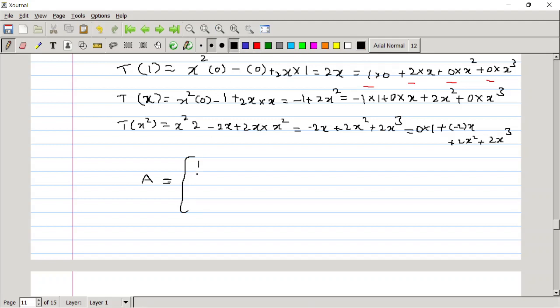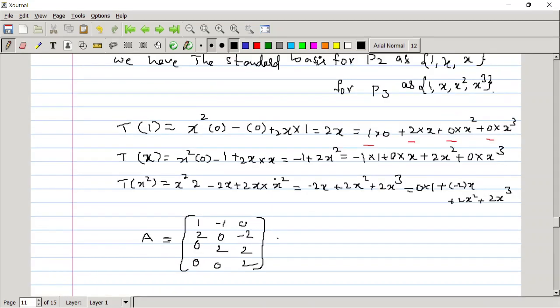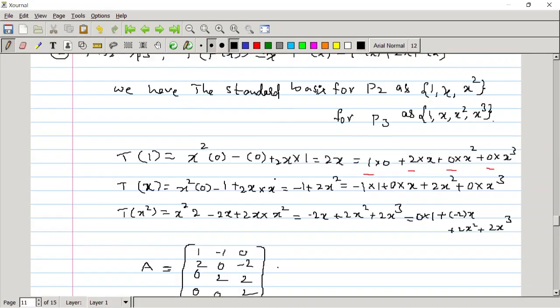That means 1, 2, 0 and 0. Similarly, for the next element T of x, we have minus 1, 0, 2 and 0. Similarly, for the third element, we have 0, minus 2, 2, 2. So this is the matrix corresponding to linear transformation T with respect to the standard ordered basis.